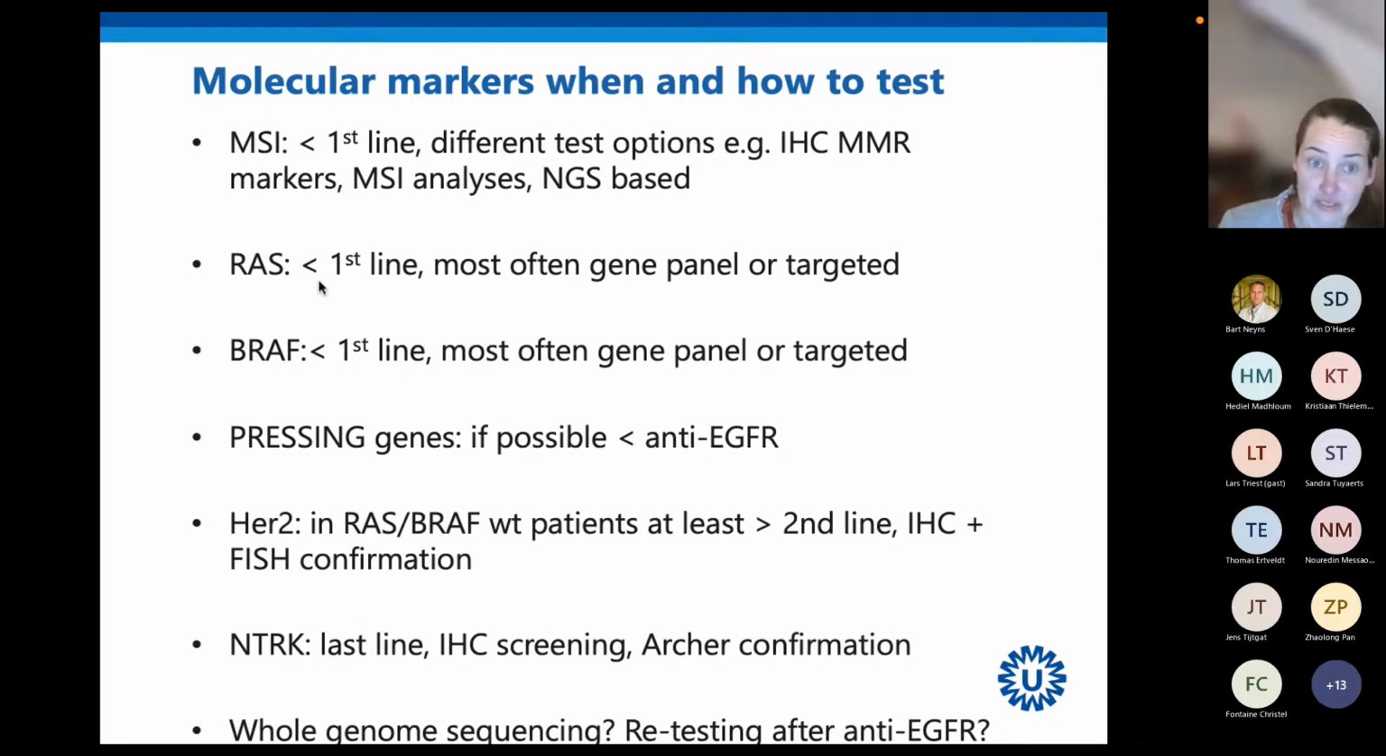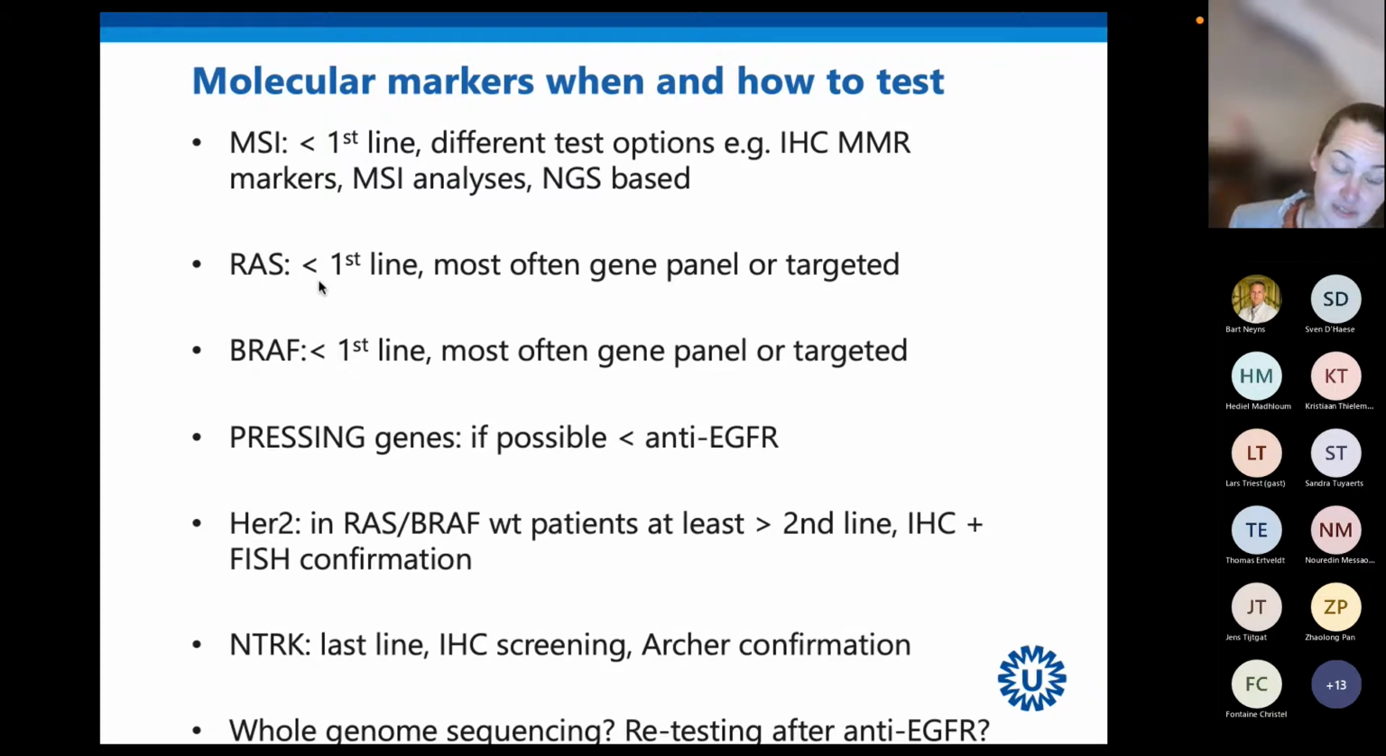But also you need it to determine whether you want to add EGFR inhibition in first line already. Pressing genes, well, are not standard for us to test. We do HER2 and we do some of them. Ideally, you want to be informed as well as possible before you start anti-EGFR treatment. So if it's possible, I would advise to determine it. Same is true for HER2.